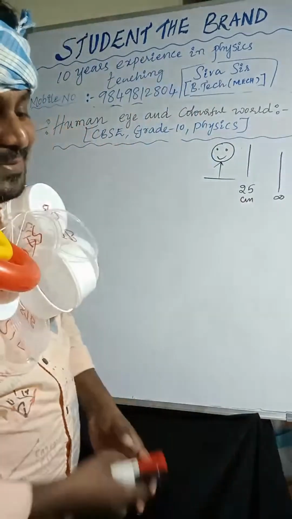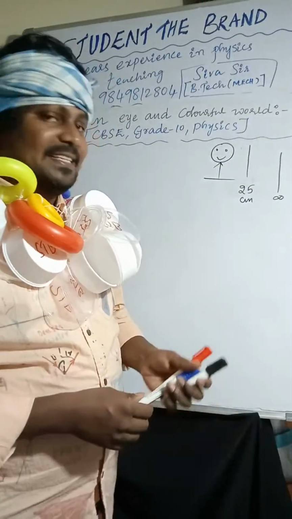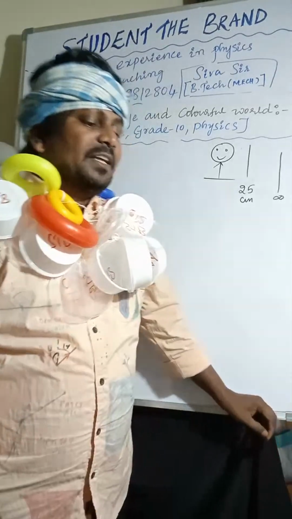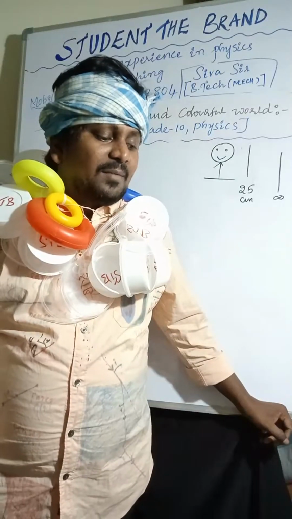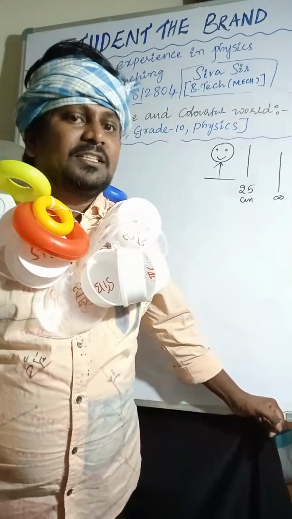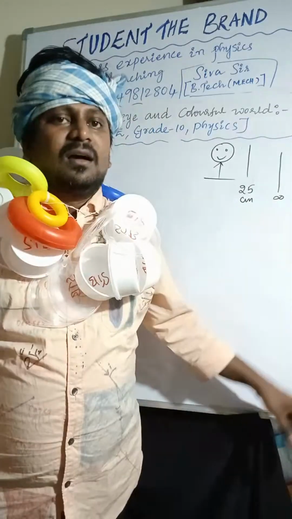Thank you so much for joining and listening. So near point is nothing but the minimum distance up to which a person can see clearly. The minimum distance up to which a person can see clearly without any strain is called the near point.